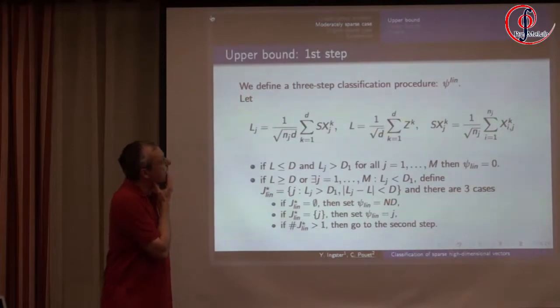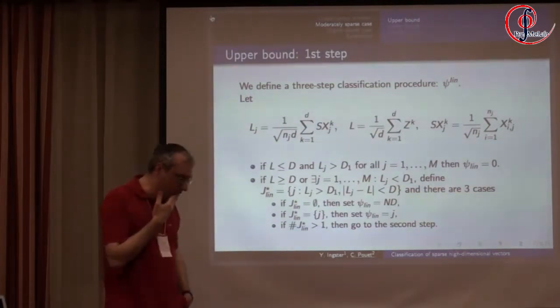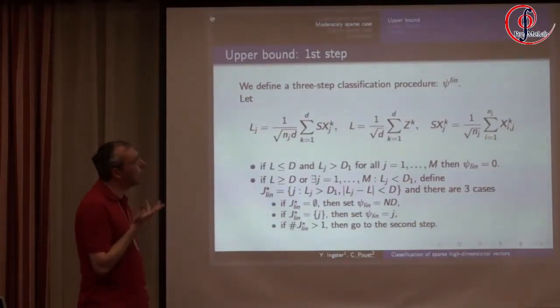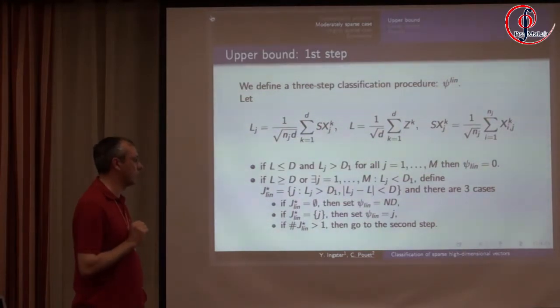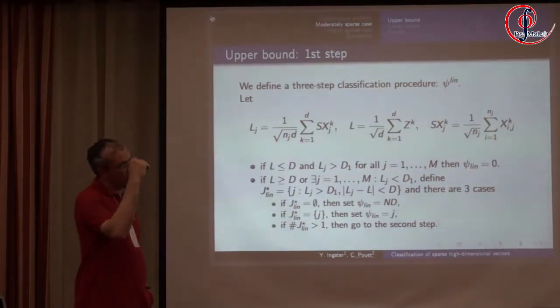So first, we will have to define what we call the linear classifier. But in fact, it's not completely linear, at least at first sight. It is linear, but not after. And in fact, it's done in 3 steps.